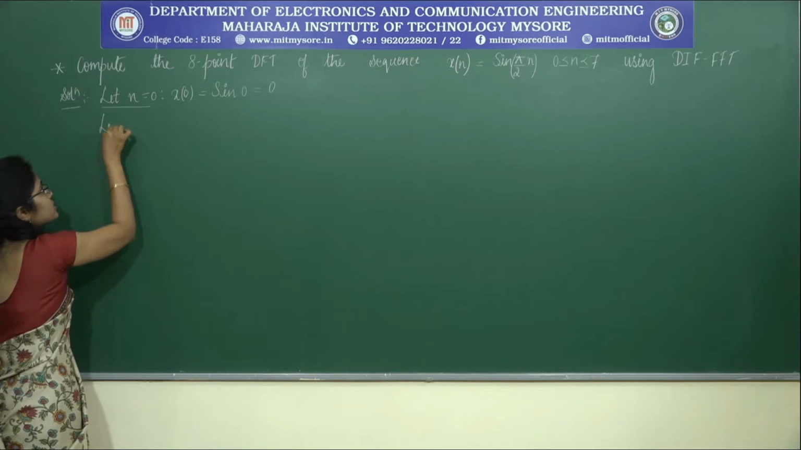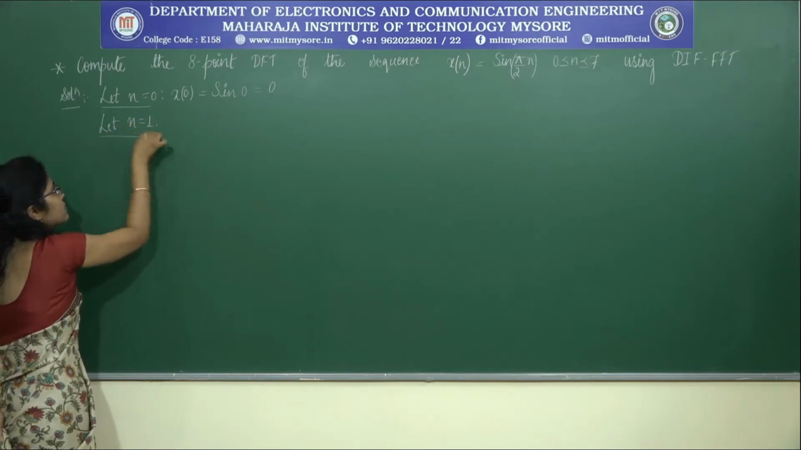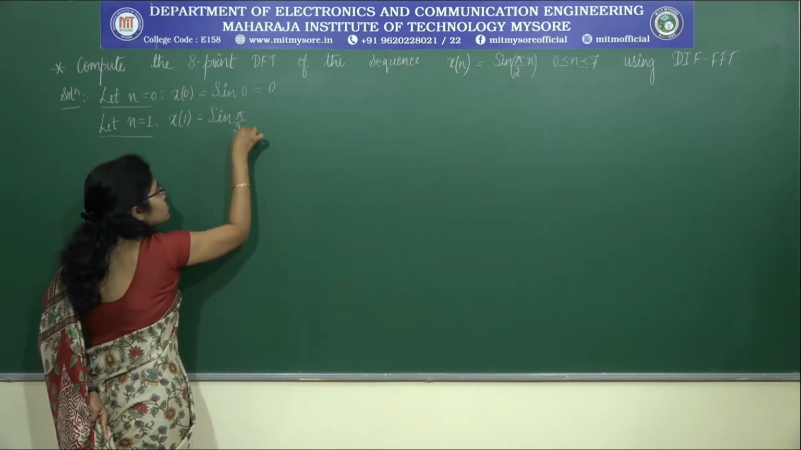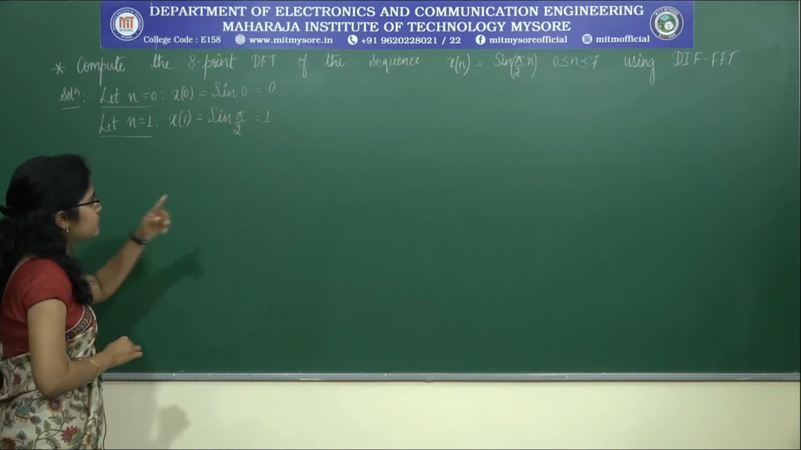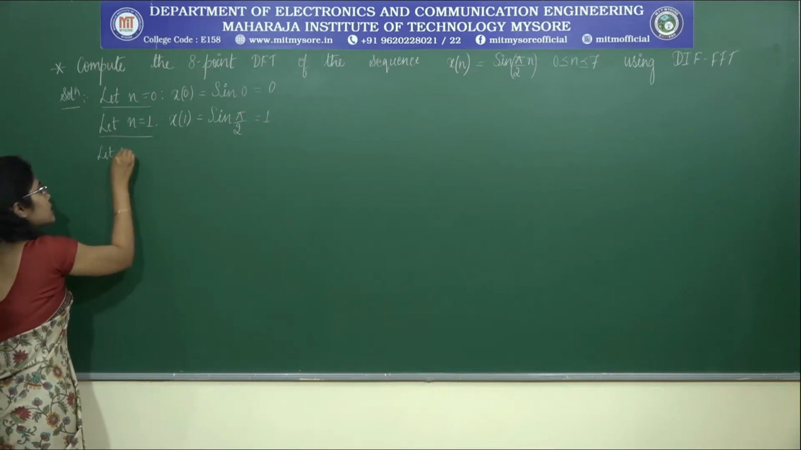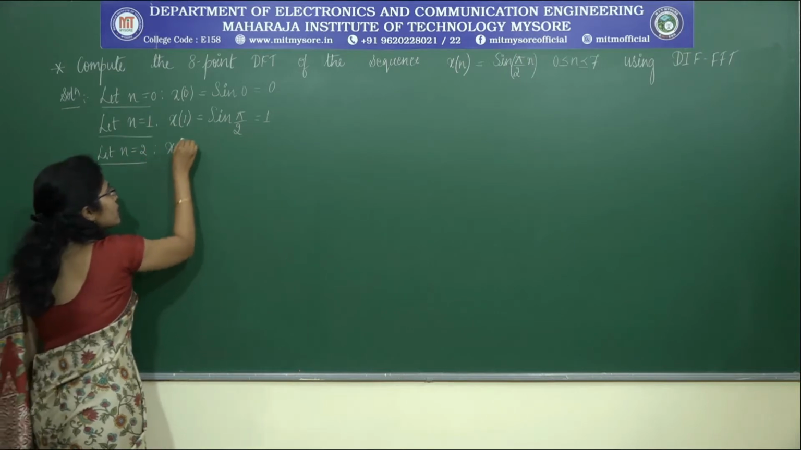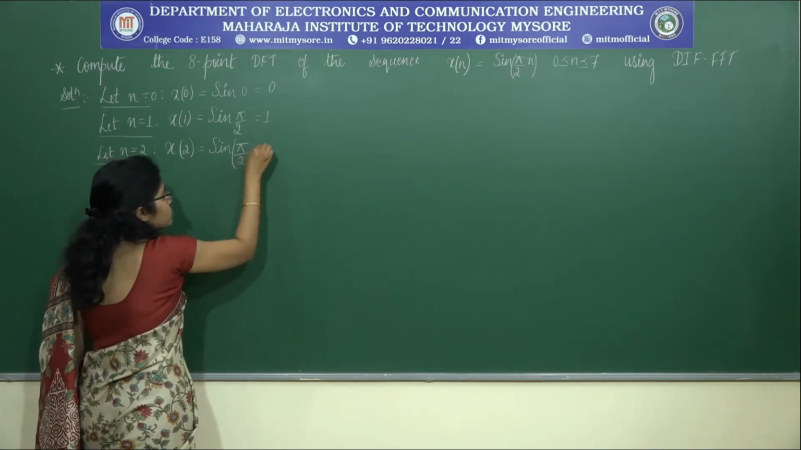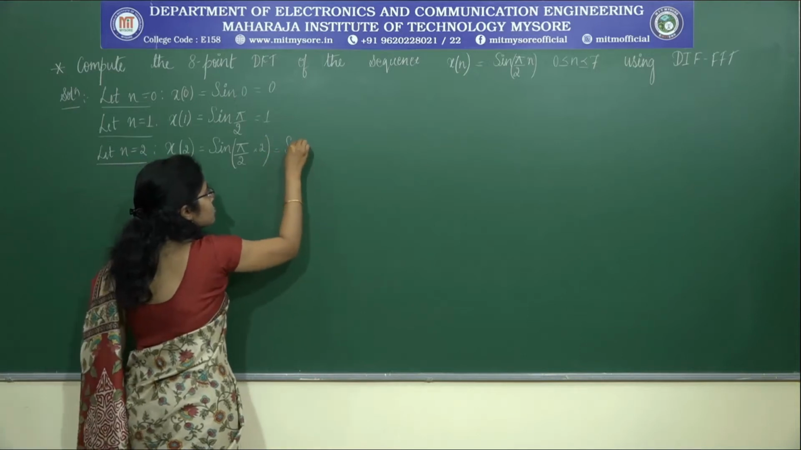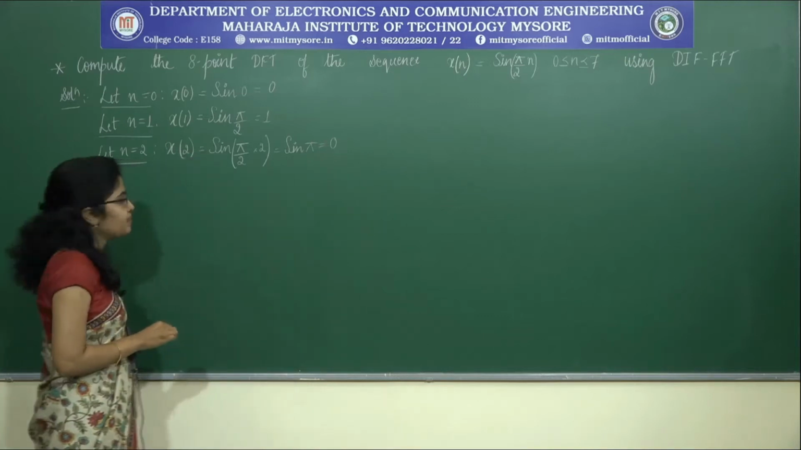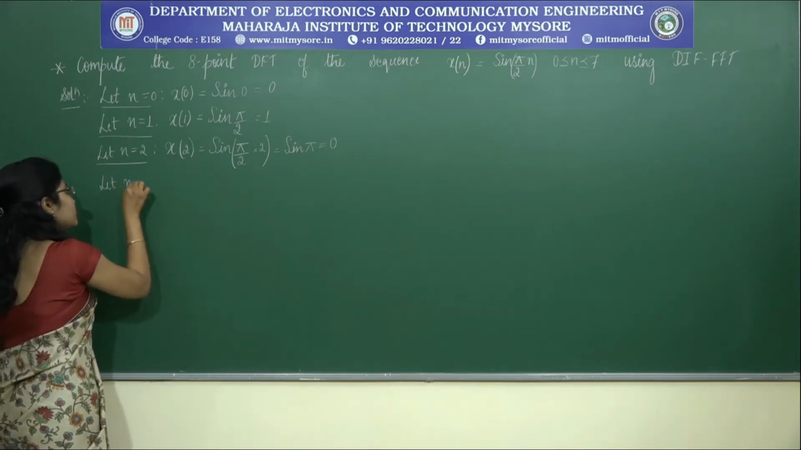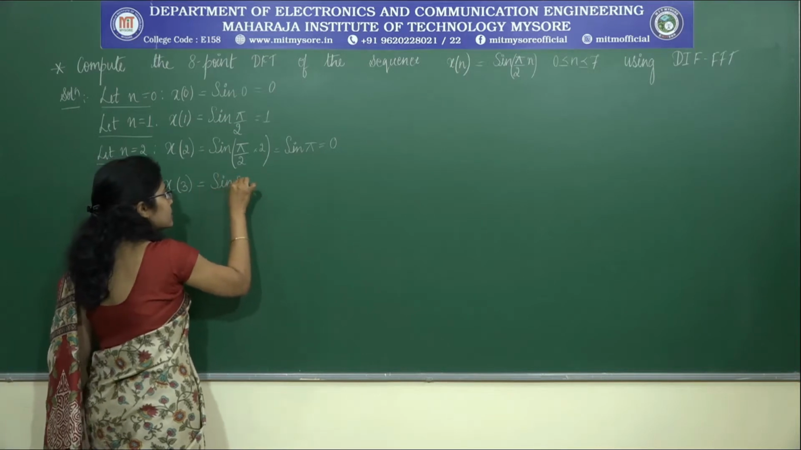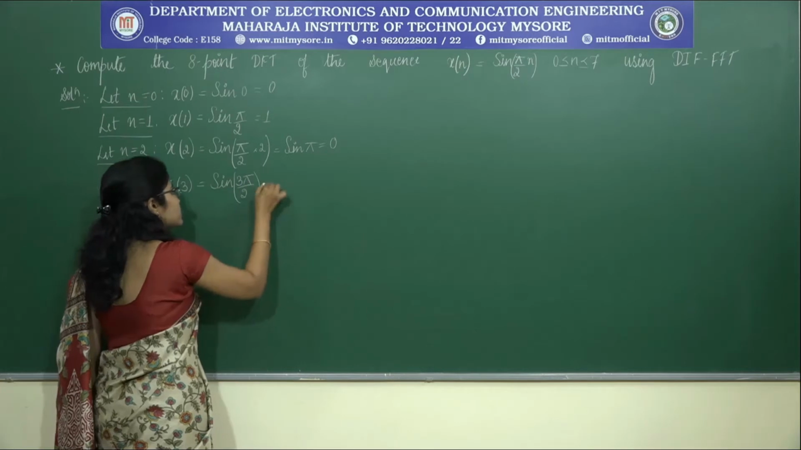Similarly, let the value of n be equal to 1. Then x of 1 will be equal to sin pi by 2. So, sin 90 is 1. Again, let n be equal to 2. X of 2 will be equal to sin pi by 2 into 2, which is equal to sin pi. We know sin pi is equal to 0. Similarly, let n be equal to 3. X of 3 will be equal to sin 3 pi by 2, which is equal to minus 1.